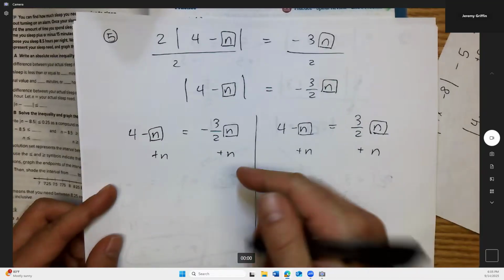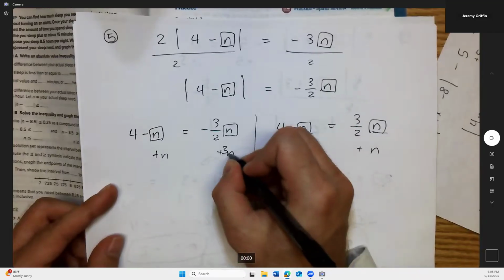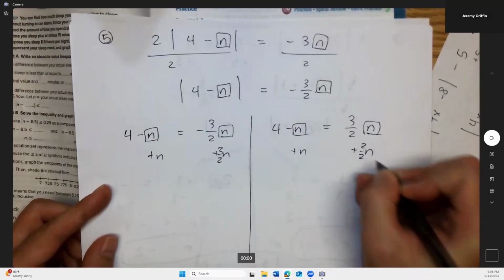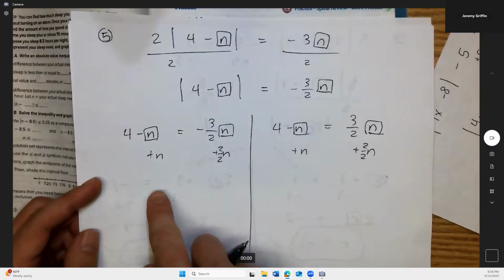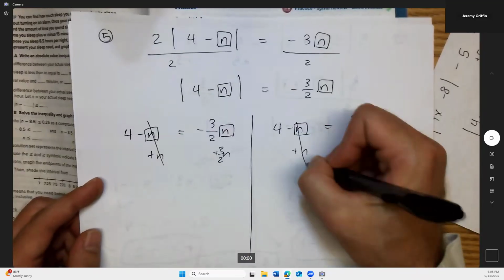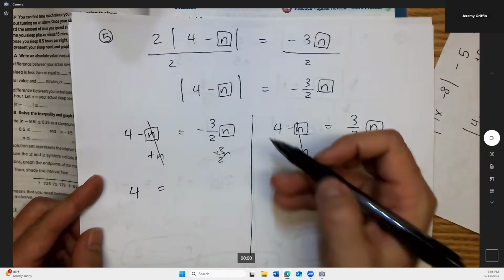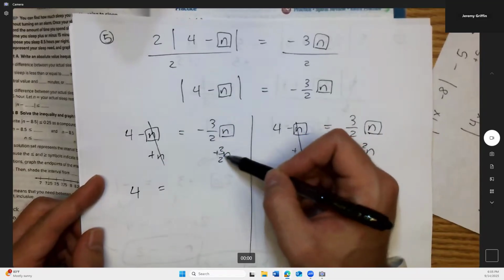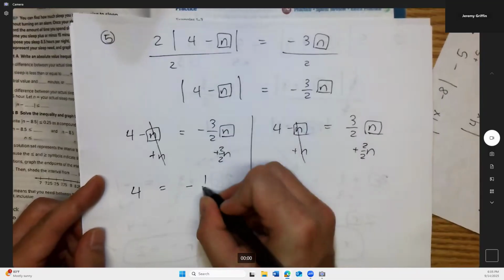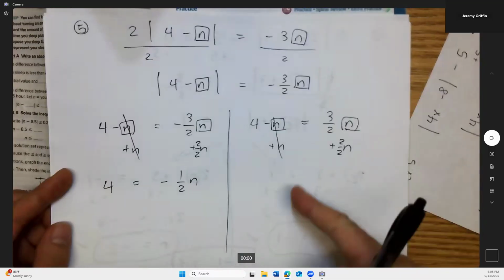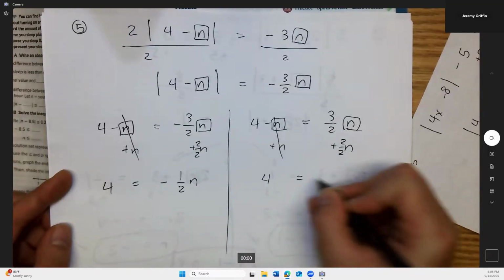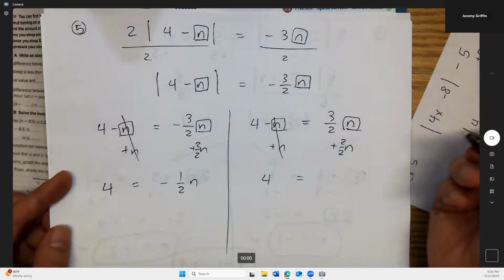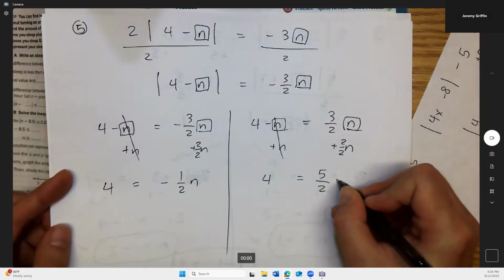Okay. Now, n is the same thing as 2 over 2n, if that helps, like get a common denominator. Right, so 4 equals, okay. See, if I have negative 1.5n and I add an n into that, isn't that like negative 0.5n or negative 1 half n? Okay. Then on this side, 4 equals, if I have 3 halves and I add another 2 halves, that gives me 5 halves of that n.